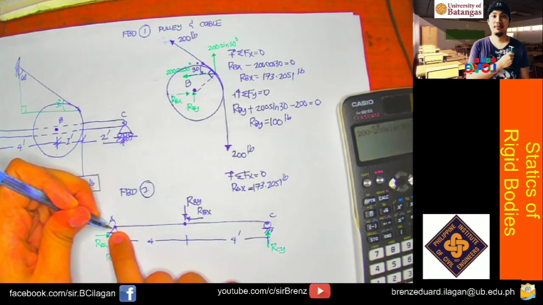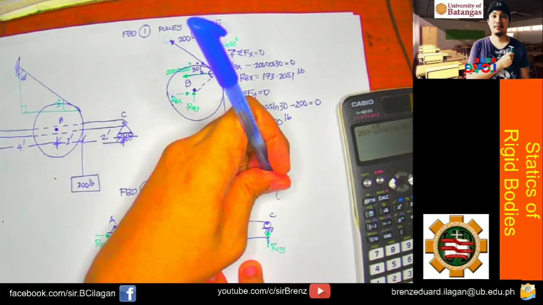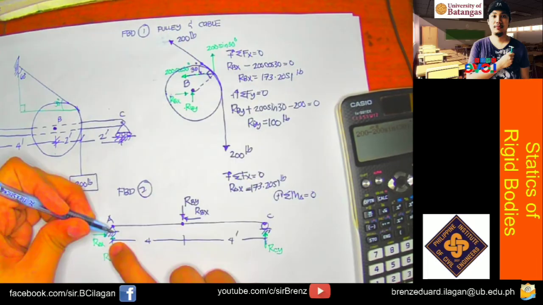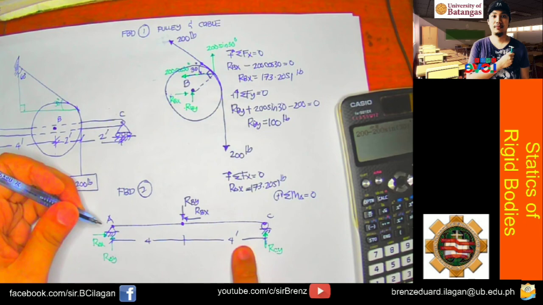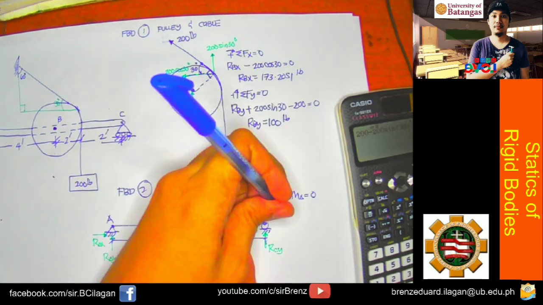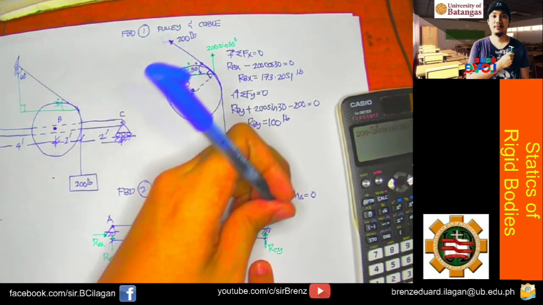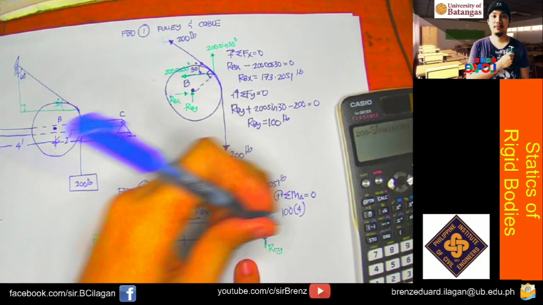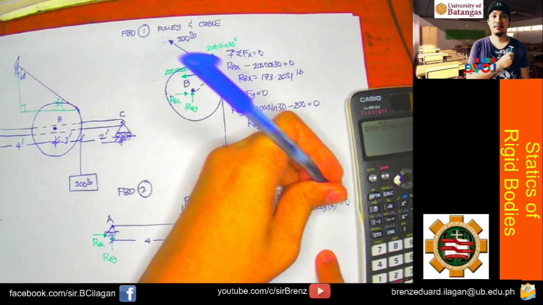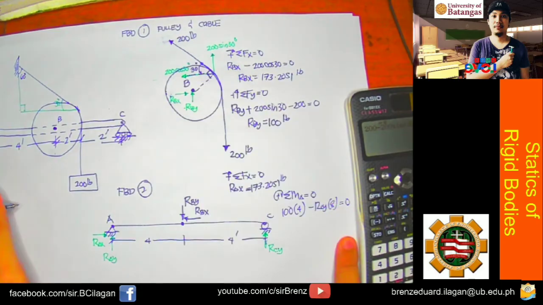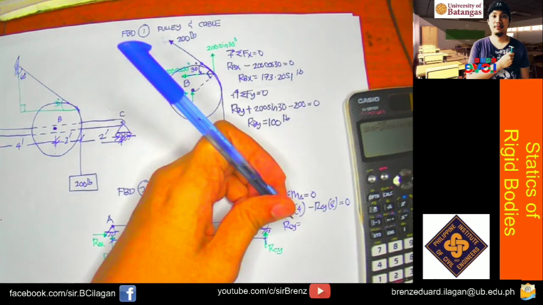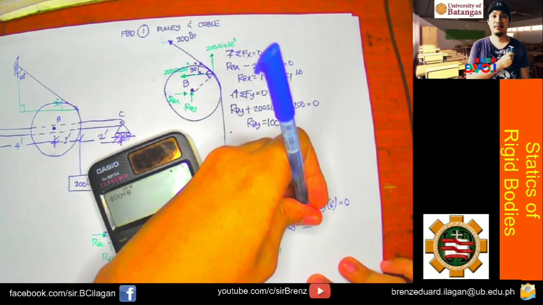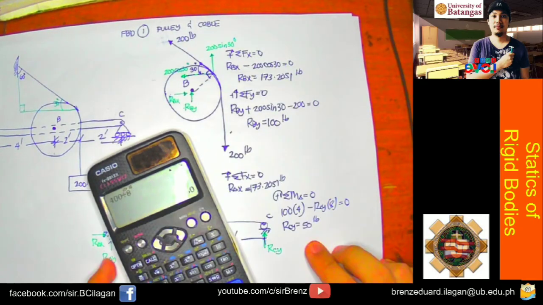So dito na lang ako mag-moment ha. So assuming clockwise moment at point A is positive. So ito wala na to. So RBY, so clockwise yan, so positive. So 100 multiplied by 4. And then RCY, so minus RCY times 8 equals to 0. Therefore, your RCY is equals to 400 divided by 8, or that is equivalent to 50 pounds.